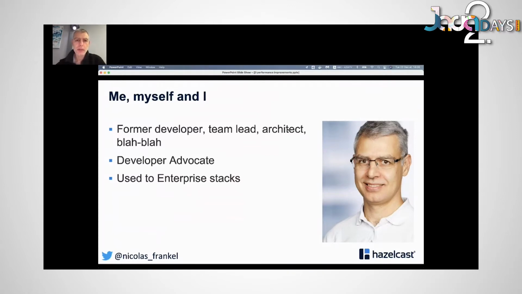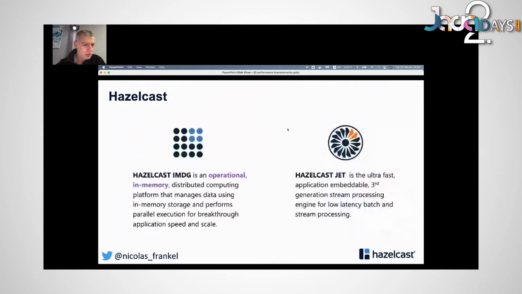I work for a company called Hazelcast. Hazelcast has two products. The main one is an in-memory data grid, and I will talk about the in-memory data grid in this talk because I will use it. The other product is Jet, a stream processing in-memory engine so that you can manage your data and transform it just like you would, for example, with Java 8 streams, but distributed over the network.